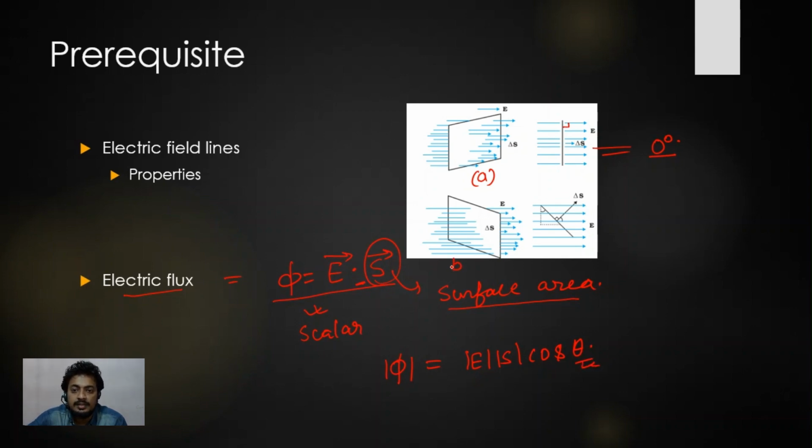Similarly, in surface B, the second diagram, you see that electric field lines are passing through this surface but at an angle of theta. You see here, this is the angle theta between surface area and electric field.